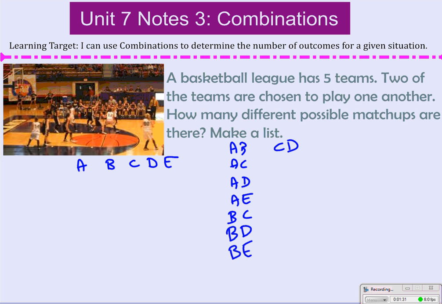All right, so then it's going to be C, D, and C, E. And then it's going to be just D, E. So my total number here, 1, 2, 3, 4, 5, 6, 7, 8, 9, 10. So there's going to be a total of 10 different possibilities.